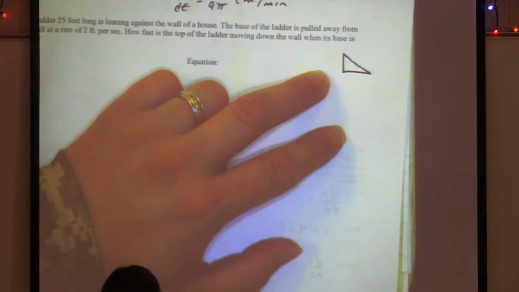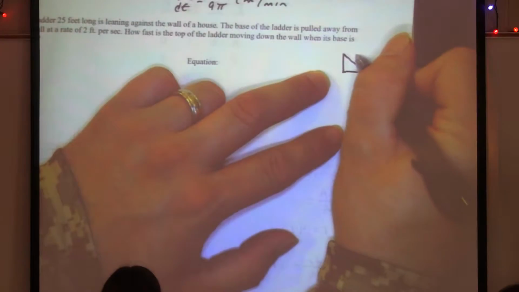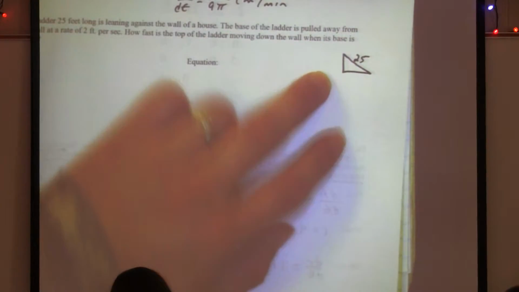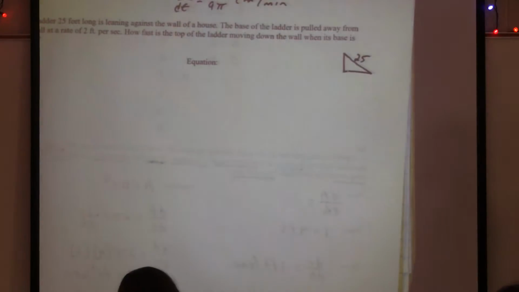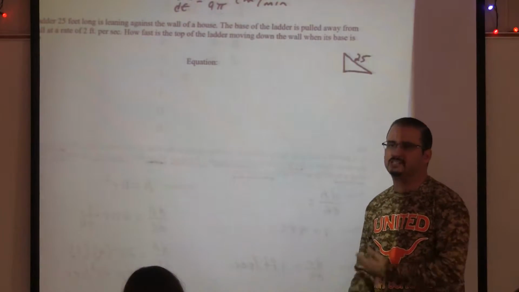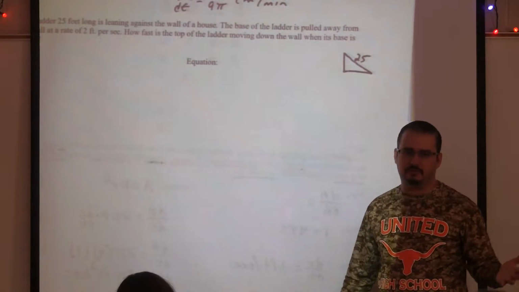Alright, so we know it's going to be a right triangle, right? And what's going to be constant in this triangle? The length of the ladder, the hypotenuse. That's always going to be 25. That's never going to change. So when you're working out these problems, sometimes it's important to know what's going to be constant all the time. I'm not going to put a variable for it because it's always going to be 25.